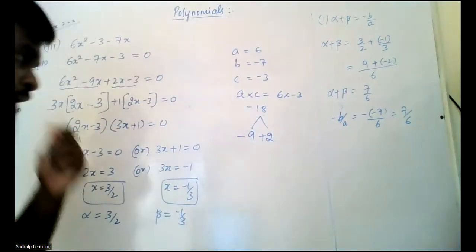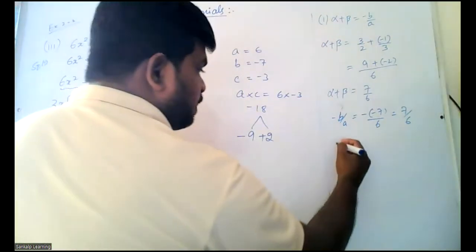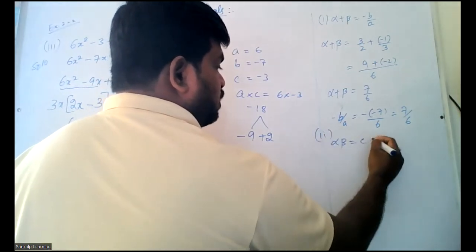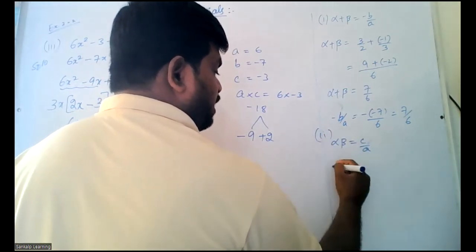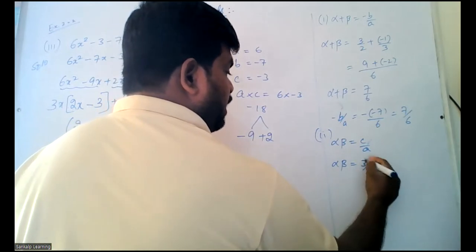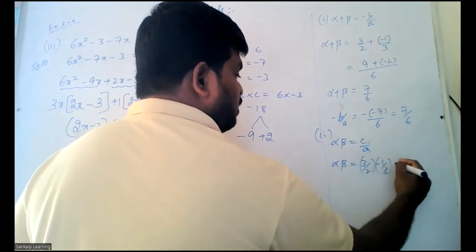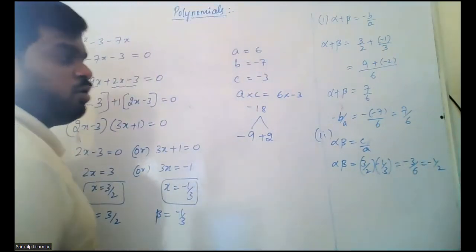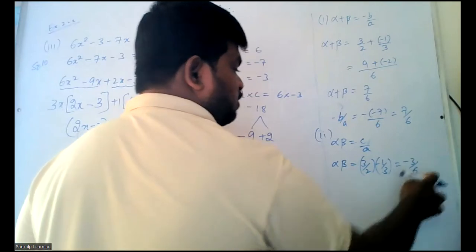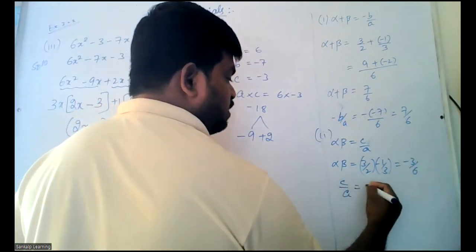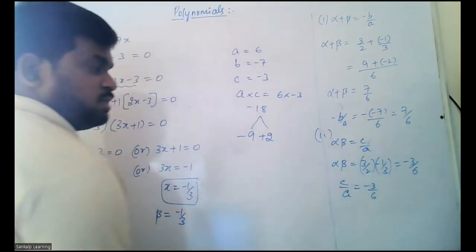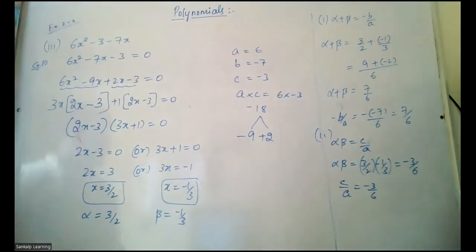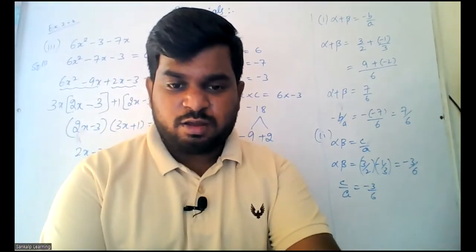Similarly, alpha into beta. Alpha into beta is c by a. That's what we have to verify. Alpha into beta, 3 by 2 into minus 1 by 3, which becomes minus 3 by 6, which is minus 1 by 2. Or you can keep it as minus 3 by 6 itself. What is c by a? Minus 3 by 6. Both are same. Alpha into beta is equal to c by a. Let's do the fourth question.